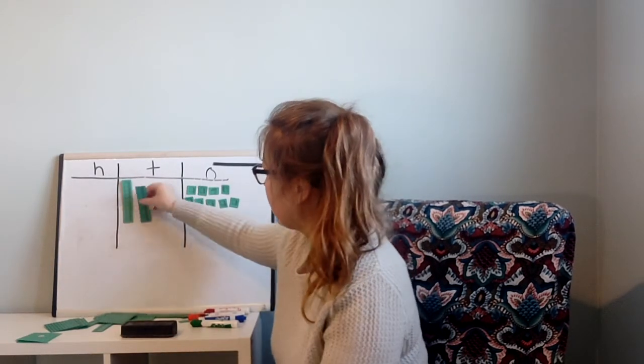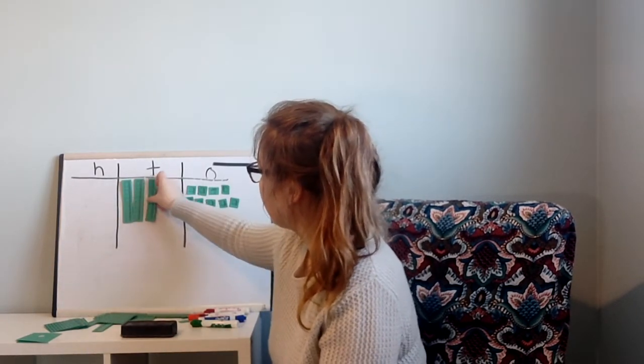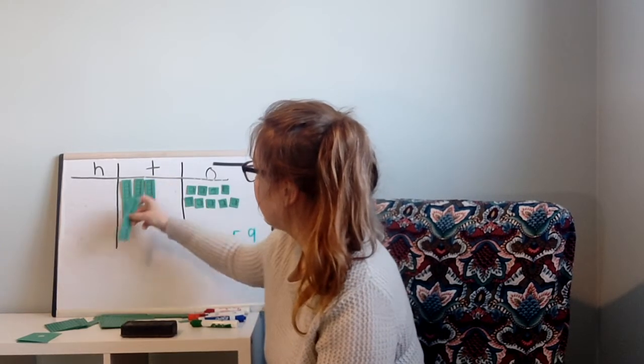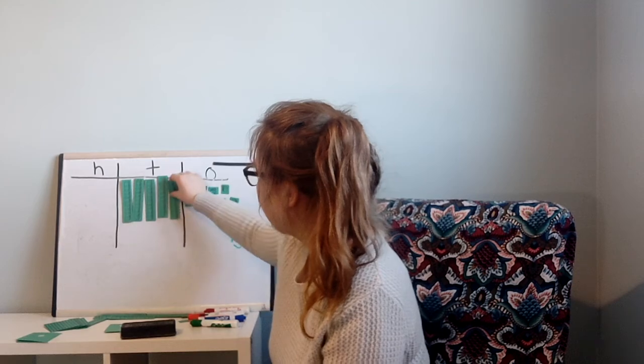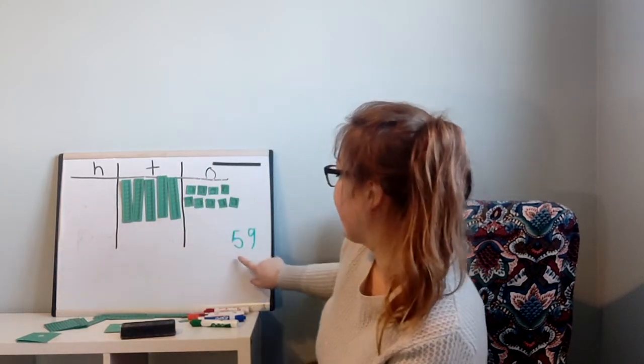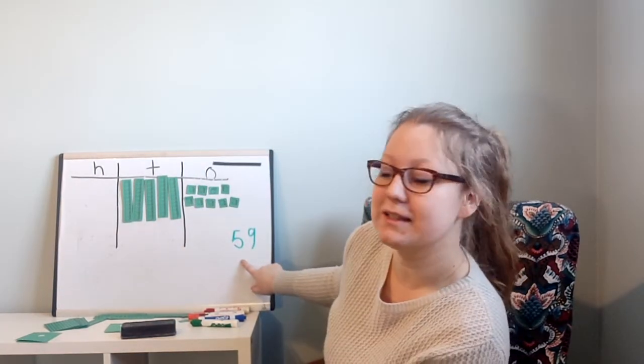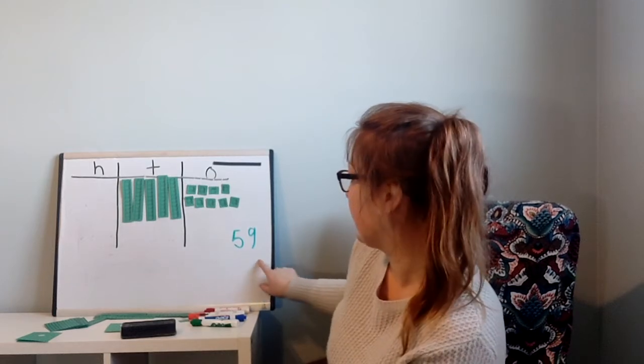1, 2, 3, 4, 5. So right now I have 59 with my digits, with my numbers, and I have it with my base 10 blocks. Your 59 should look just like this as well. But let's try it again with a new number.